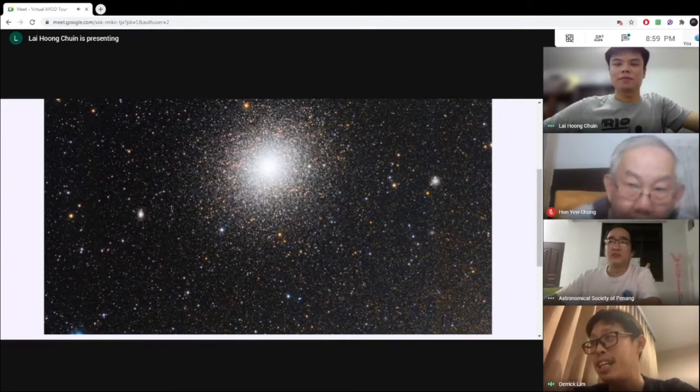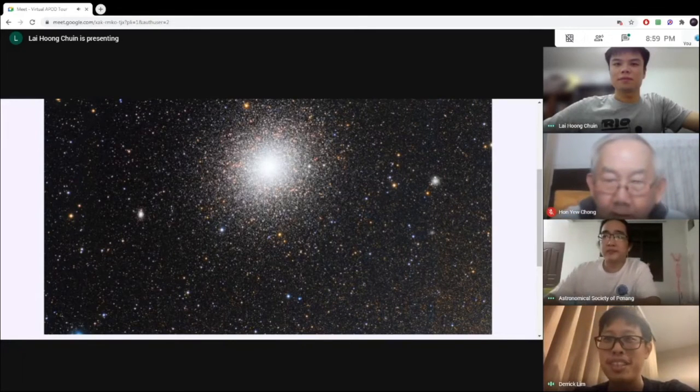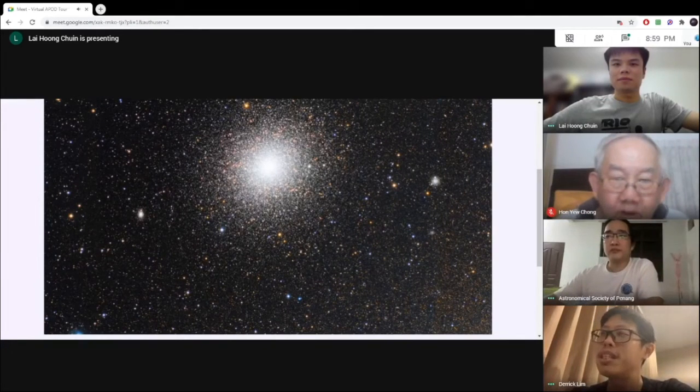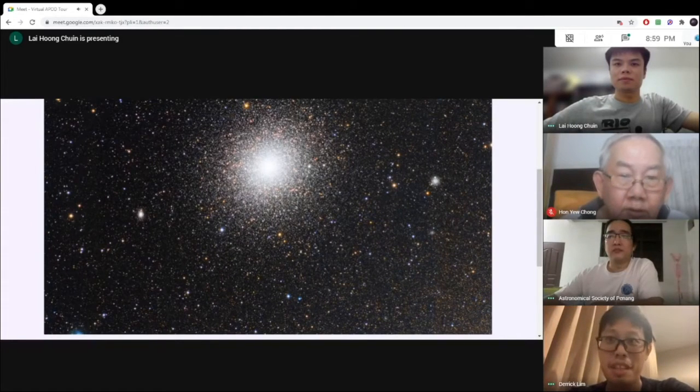If people are interested in observing, use a pair of binoculars, 7 by 35, 7 by 50, 8 by 40, 10 by 50, all great, to observe astronomical objects. This one is a particularly nice object to observe. Okay, that's all I'd like to add.